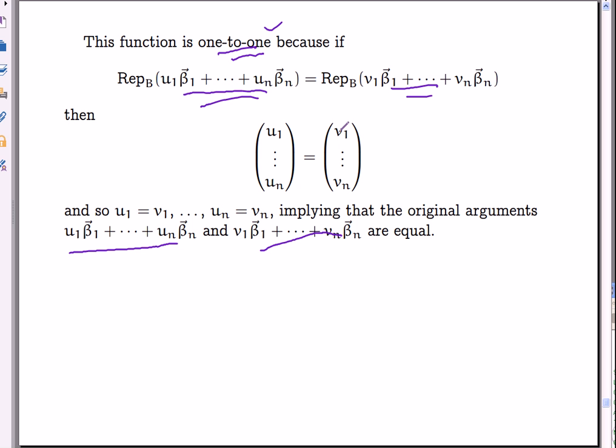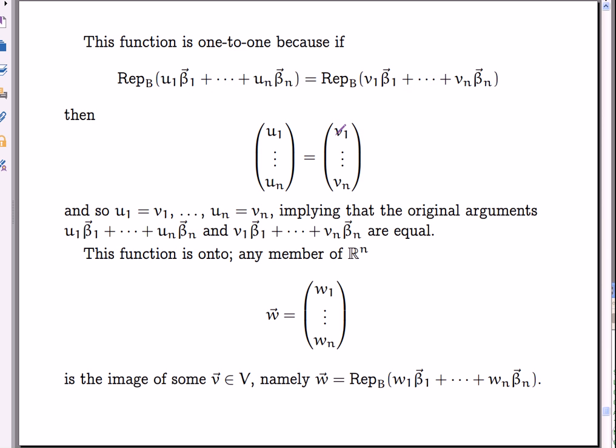Next, we're going to show onto, and what that means is we'll have to show that if we have any coordinate vector, we can find a vector in the vector space that has that coordinate vector, and that's a very direct proof. If I take any coordinate vector of this form, w1 to wn, consider the vector in vector space V that is the corresponding linear combination of basis vectors. Clearly, this vector, w1b1 plus dot dot dot plus wn(bn), will map to this vector here, w1 up to wn. So that means that w is in the image of rep B, which implies that rep B is an onto mapping. Okay, so we've got rep B is one-to-one and onto.